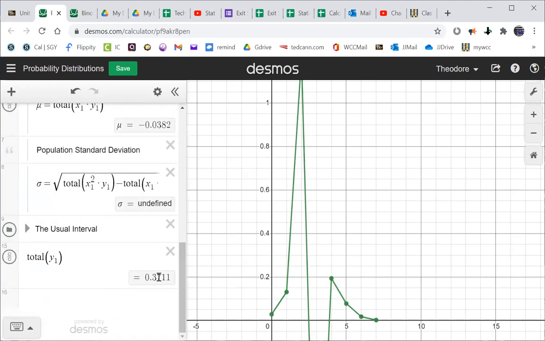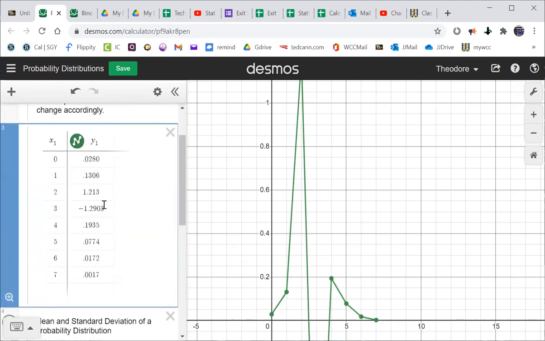The total is nowhere near a 1, but you shouldn't even get that far because once you see that there's a negative and a value greater than 1, that's your indication that it's not a probability distribution, and therefore there's no work to be done. All right.